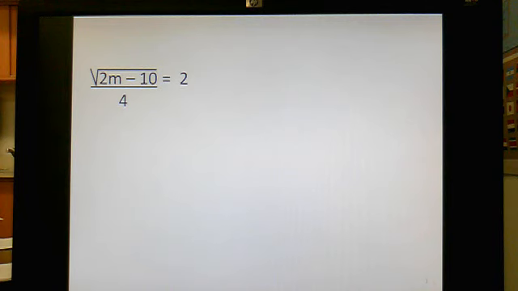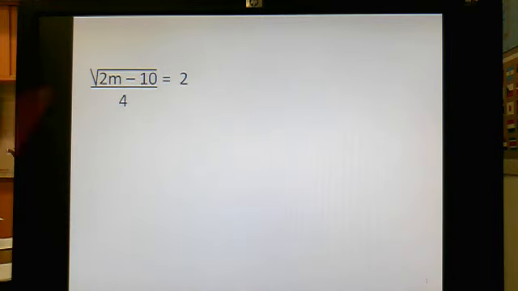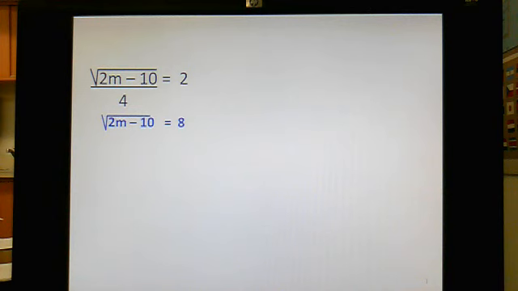All right, on the back, we're at a point where I'm hoping you can get the hang of this and do this on your own. If you can't, let's get it. Isolate the radical by multiplying both sides by 4. Clear the fraction first, in other words. So you'd get the square root of 2m minus 10 is equal to 8.